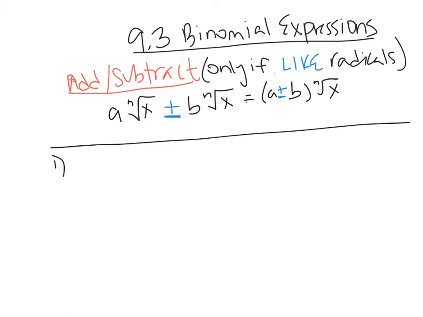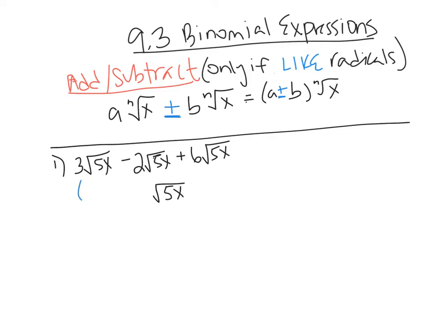So let's say we have 3 times the square root 5x minus 2 times the square root 5x plus 6 times the square root 5x. So how are we going to go about simplifying? Well, let's start at the radicals. We have root 5x, root 5x, root 5x. Are they like radicals? Yes, they are. So since they are like radicals, I can keep that root 5x, and I can simply take the numbers on the outside and do the correct operation.